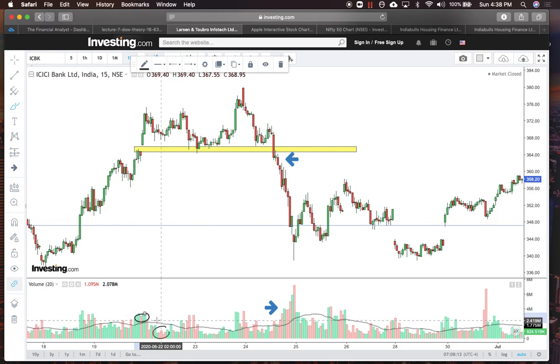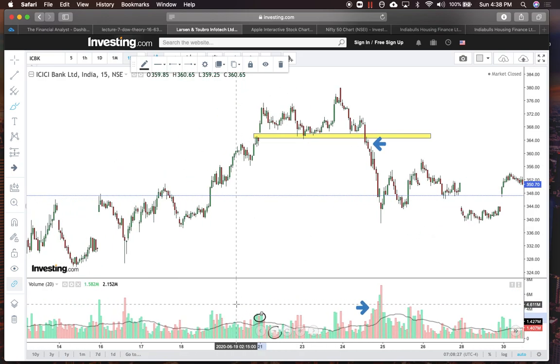I am only concerned when the volume is above my 20 period moving average. So let's get right into it and understand how we can trade breakouts. The reason I am stressing so much on volume is because we need to identify the difference between a breakout and a false breakout.